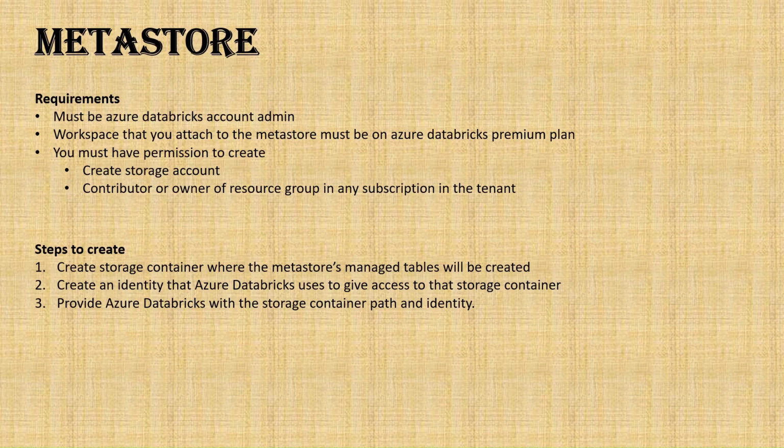Now we will see the metastore. A metastore is the top-level container of objects in Unity Catalog. I have given the complete levels in Unity Catalog in part 1 of this video, right? So the metastore stores metadata about data assets that includes tables and views, and also provides the permissions that govern access to them. And for each region, we should create one metastore.